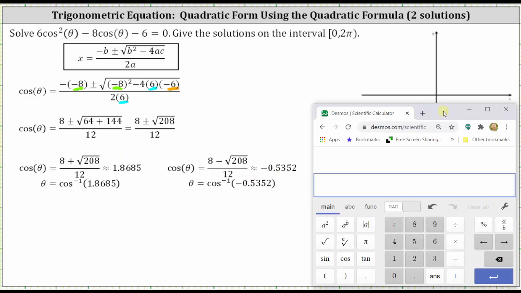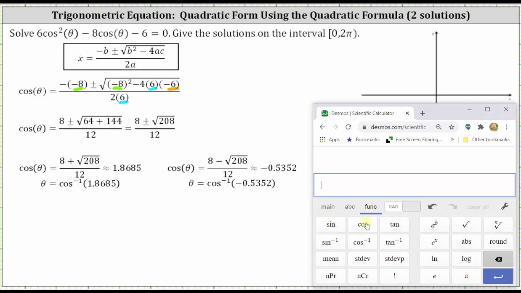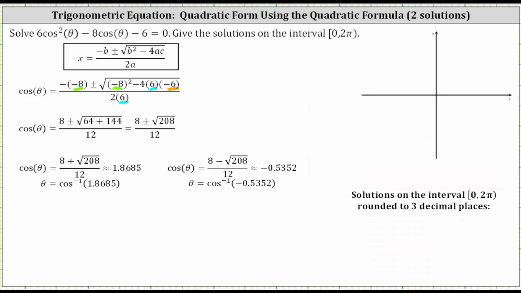And now let's go to the calculator. The first step is to make sure the calculator is in radian mode, which it is. And let's begin by verifying inverse cosine of 1.8685 is undefined. Click Functions, click Inverse Cosine, and enter 1.8685, enter, and notice how it is undefined. So this first equation has no solution.